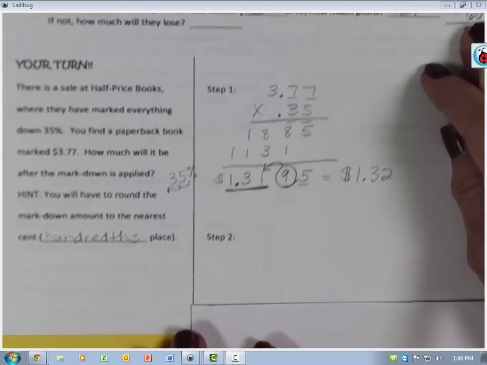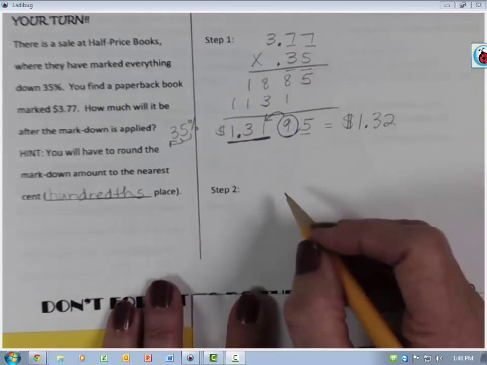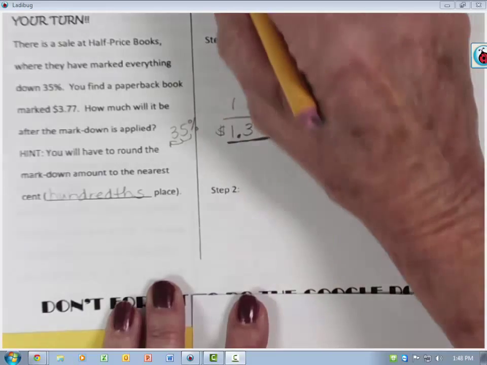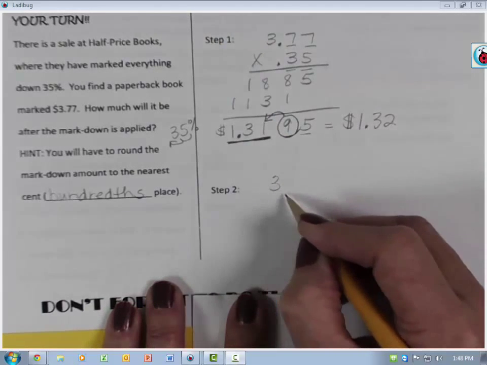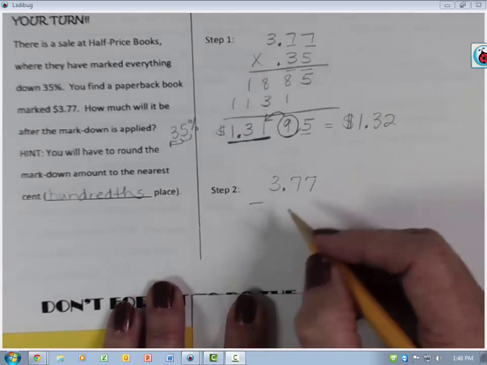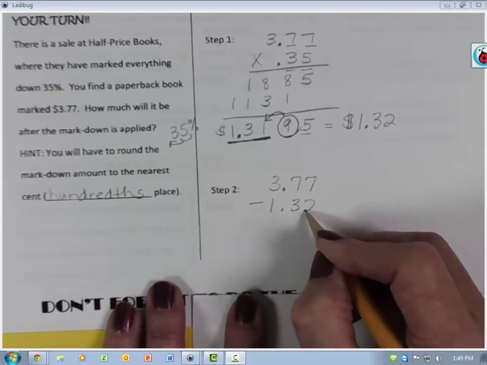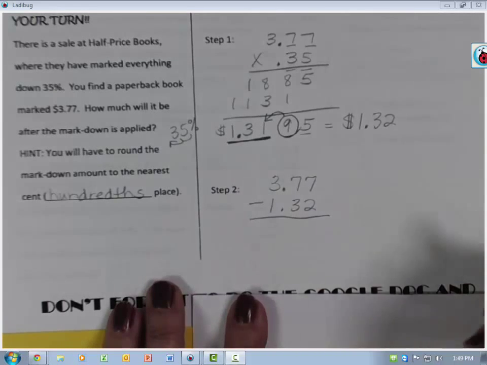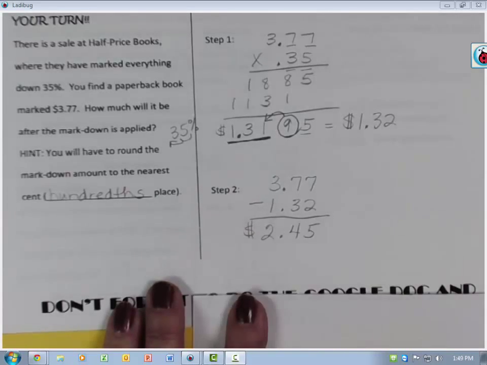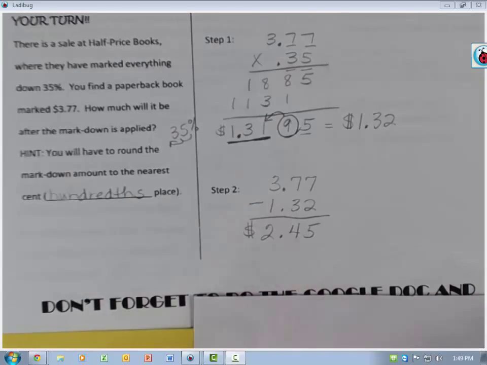So step 2 then is going to be to find the sale price. So we're going to go back up. Look at the top of the page. It gives you the rules for finding that. We're going to go back up and write the original price, $3.77. And we're going to deduct or subtract the markdown, which is $1.32. So our final price, instead of paying $3.77 for that book with 35% off, it's going to be $2.45. You're always asking how we're going to use this math stuff in real life. Well, this is definitely real life because you always like to go buy stuff.